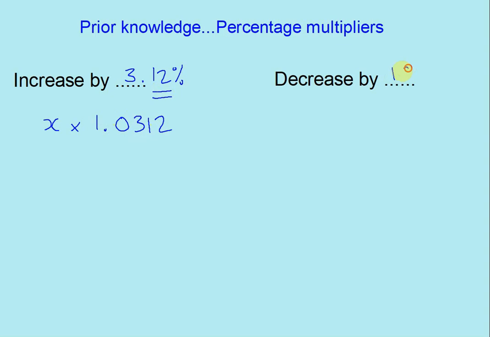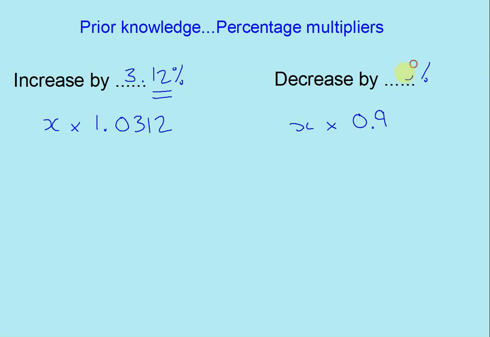Decrease is a bit harder because we want it to go down. So if we times by 1, it stays the same. Less than 1, it goes down. So if we actually times it by 0.1, this is a common misconception. We're actually finding out 10%, but we want to find out what 90% is. 100% take away 10% is 90%.